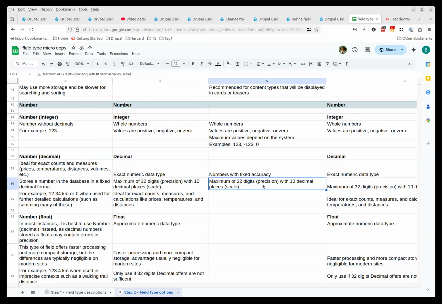Should we try to simplify the language a little bit? Do you like maximum of, or should we change that to up to 32 digits?